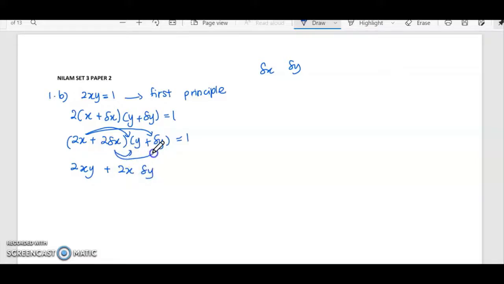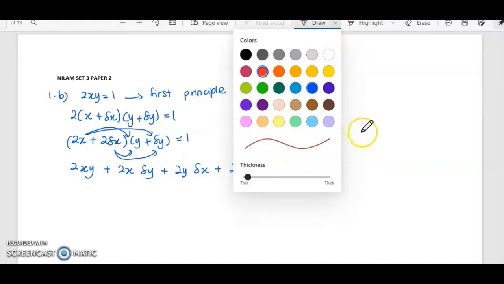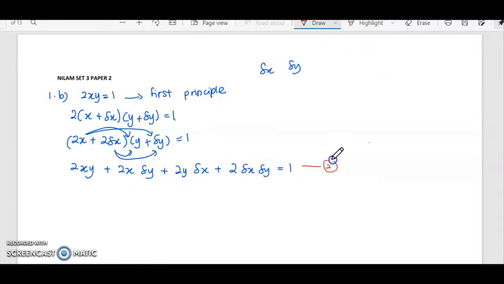Okay, so kita expand lagi plus 2y delta x plus 2 delta x delta y equal to 1. Bila kita dah letak delta x delta y, we make it this one as the second equation. Where is the first equation? The original equation. So kat sini kita akan minus dengan first equation.